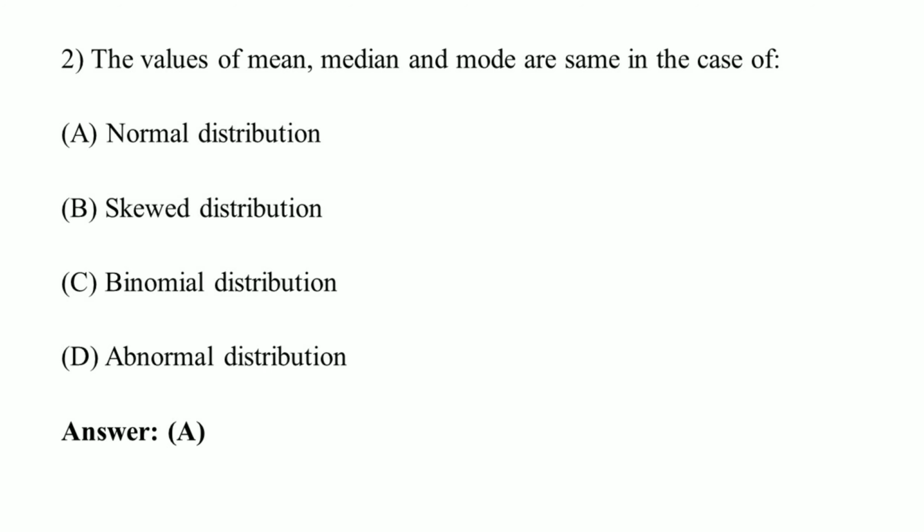Second one, the values of mean, median and mode are the same in the case of option A, normal distribution, B, skewed distribution, C, binomial distribution and D, abnormal distribution. So the right answer is option A, normal distribution, which we discussed in our previous videos.